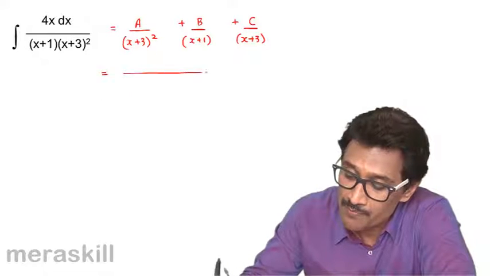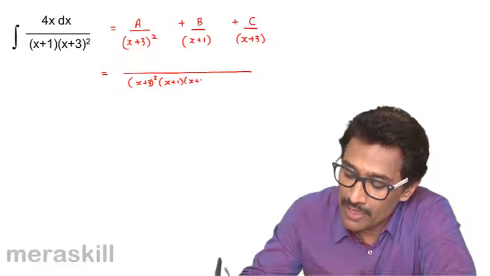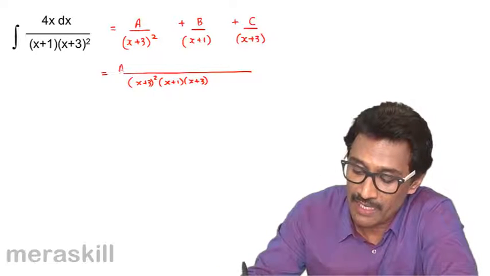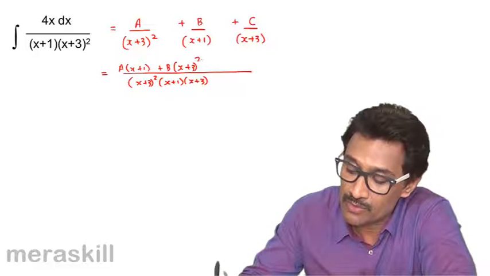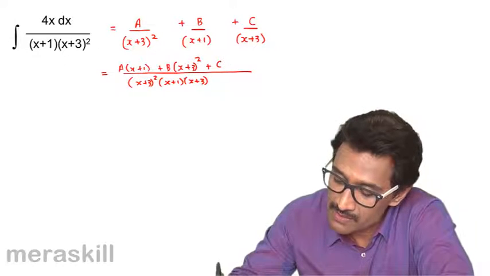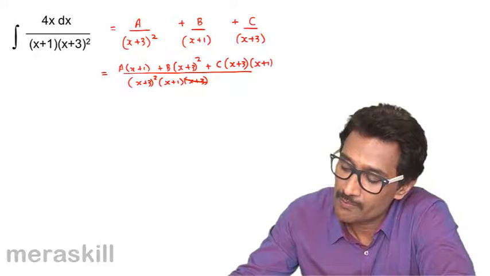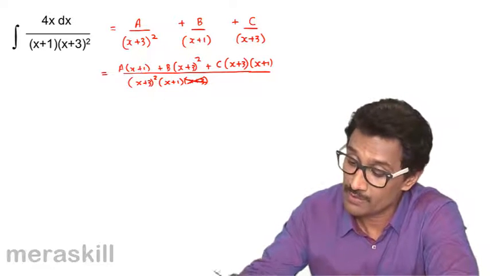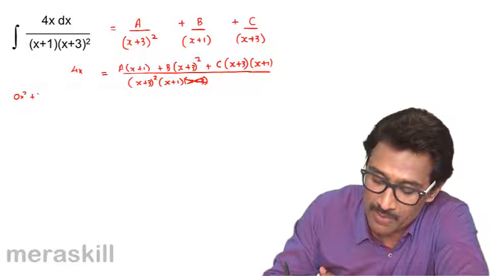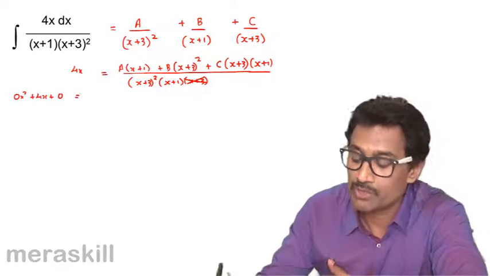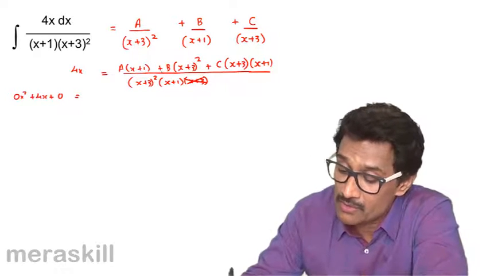Now if you take the LCM, the whole thing is x plus 3 the whole square into x plus 1. And here you have a into x plus 1, plus b into x plus 3 the whole square, plus c into x plus 3 into x plus 1. This should equal 4x, so if you simplify, this can be written as 0x square plus 4x plus 0. Now here the process of putting x equal to minus 3 or minus 1 will not work because there is a square term over here. So we need to expand this.